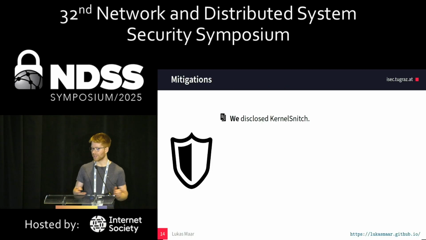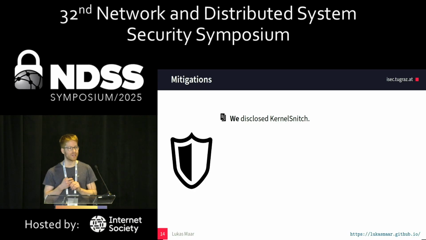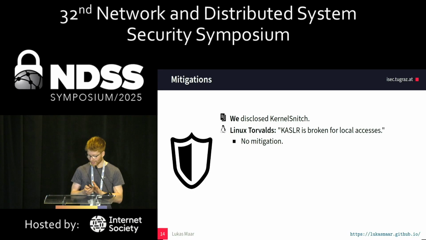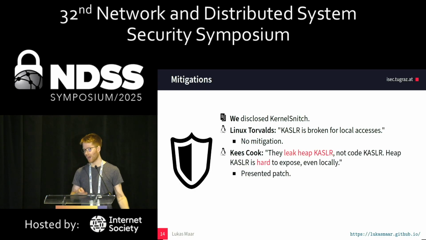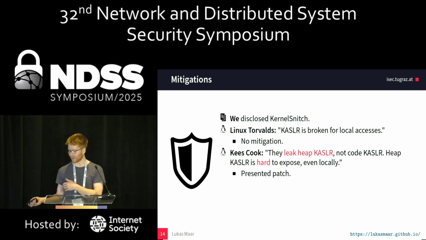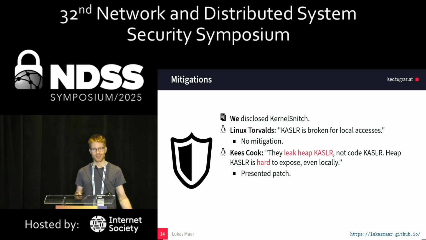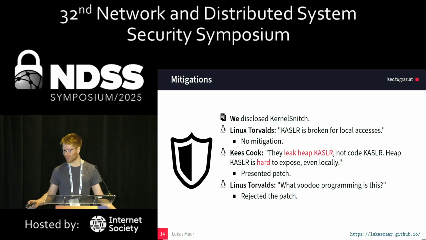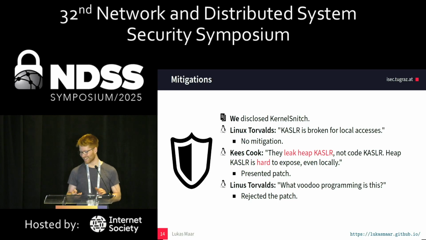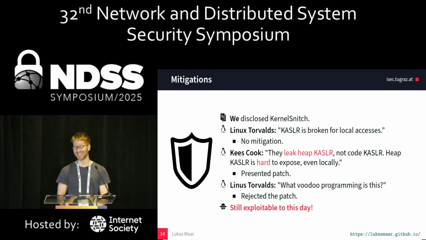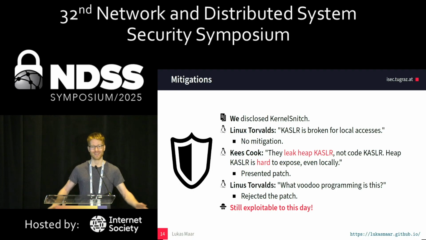What we did, we disclosed KernelSnitch to the Linux security team. Linus Torvalds immediately responded that KSLR is broken for local accesses and said no mitigations. However, Kees Cook immediately afterwards said, no, we leak heap KSLR, not code KSLR, because we leak a kernel heap pointer. So therefore, Kees Cook presented a patch. However, Linus Torvalds responded with, what voodoo programming is this? And rejected the patch. So, right now, KernelSnitch is still exploitable to this day, sadly.